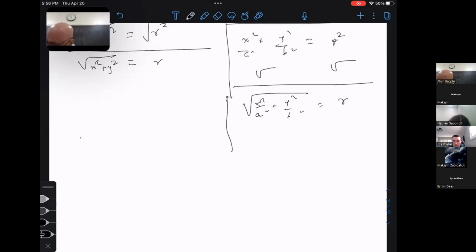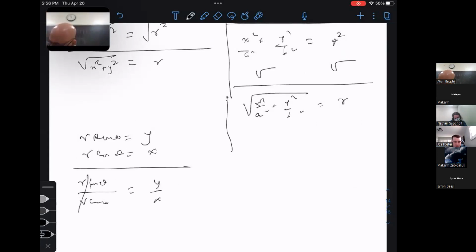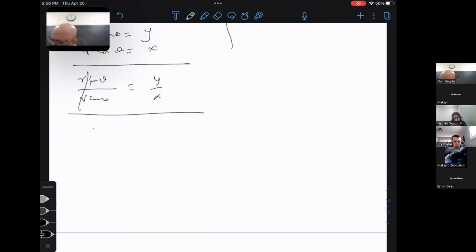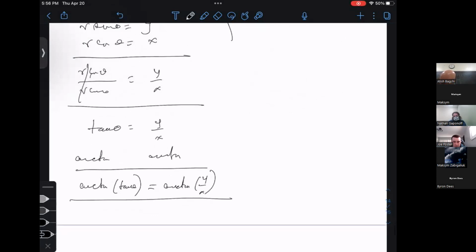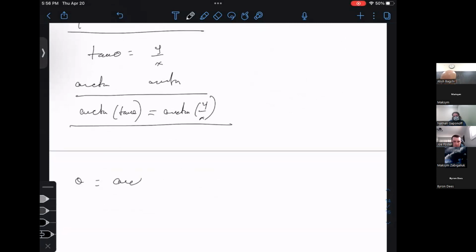Okay, here we have r sine theta is equal to y, r cosine theta is equal to x, and we know that r can never be 0. If you divide one by the other, you get r sine theta over r cosine theta is equal to y over x. R's cancel, giving me tangent of theta is equal to y over x. Take arctangent of both sides to get arctangent of tangent of theta is equal to arctangent of y over x. So which means theta is equal to arctangent of y over x.